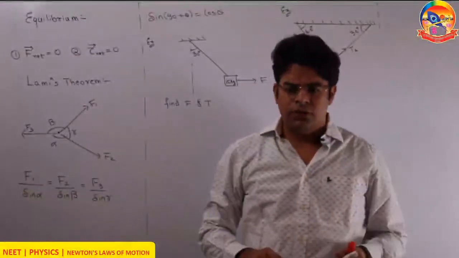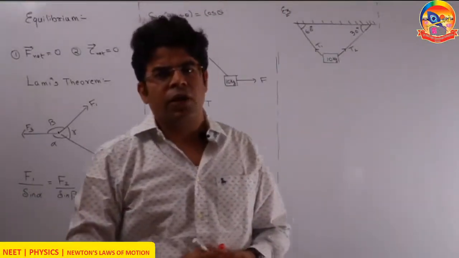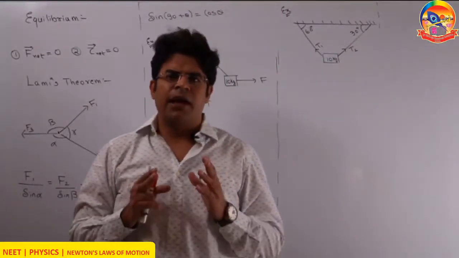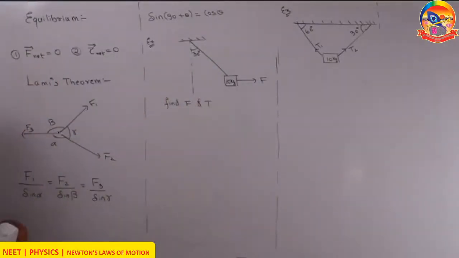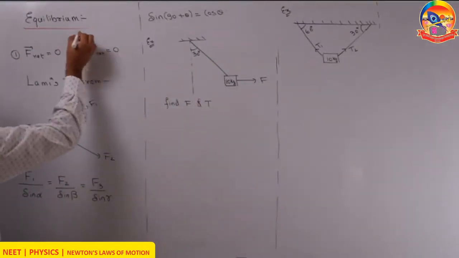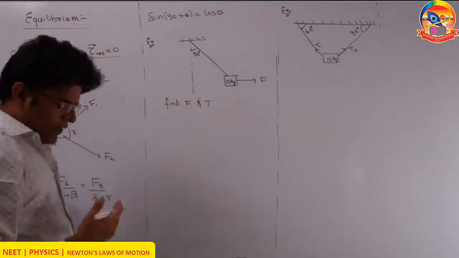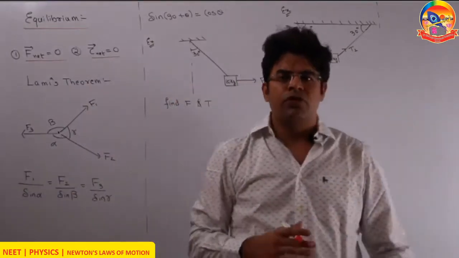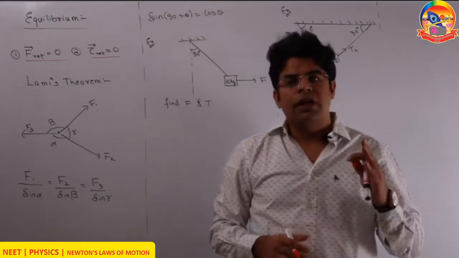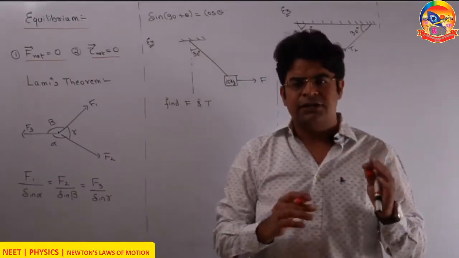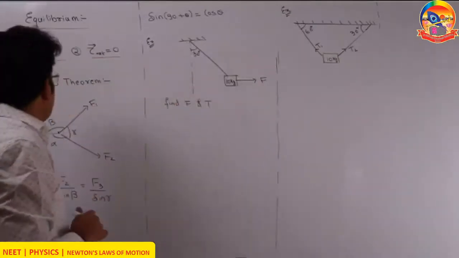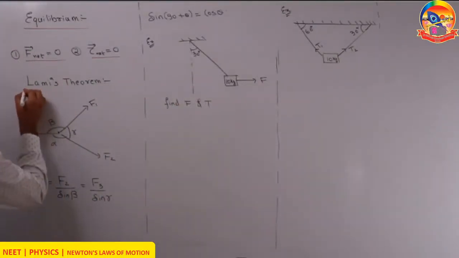So now let's do equilibrium of a particle. A system is said to be in mechanical equilibrium when the net force acting on the system is 0 as well as the net torque acting on the system is 0. The net force we will discuss here because we are doing Newton's law. So the net force has to be 0 in all directions, then only you can say that the system is in mechanical equilibrium.